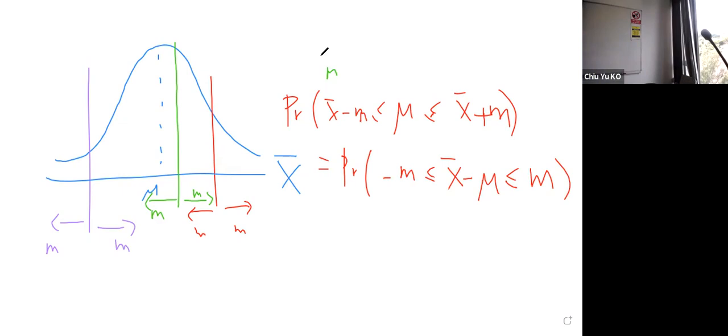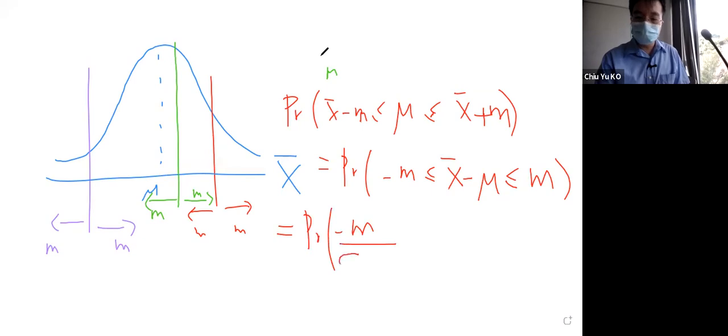As for how to do this math, you just move the m to the other side and you get this. You move mu to this side, and m to that side, to give the first one. And now one more step to do is the following: I divide both sides by sigma over root n.